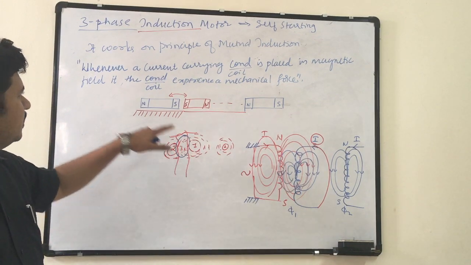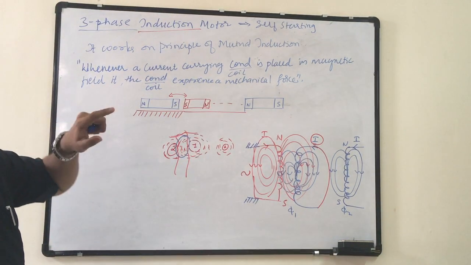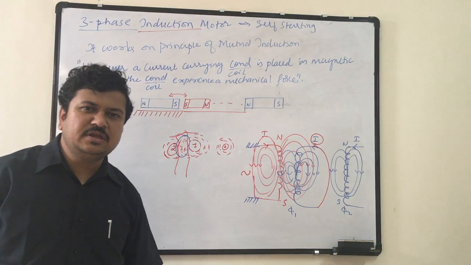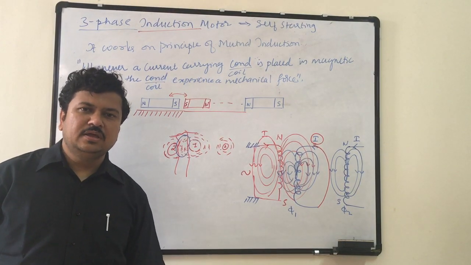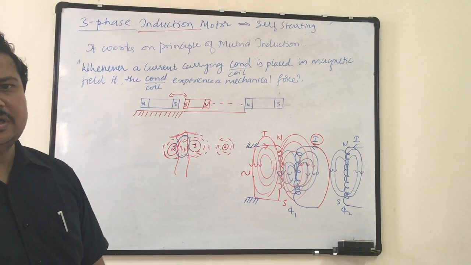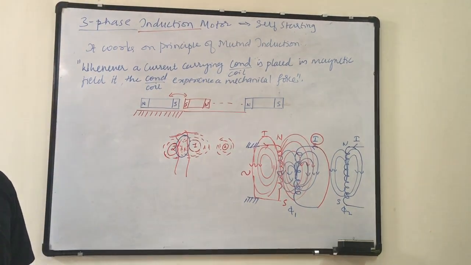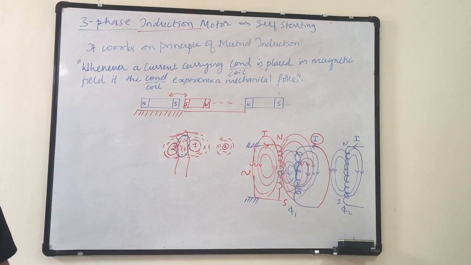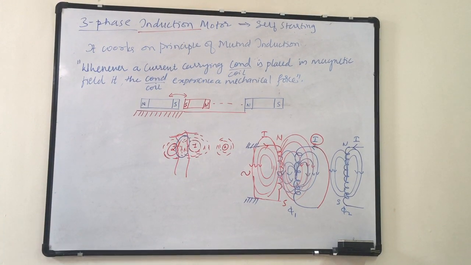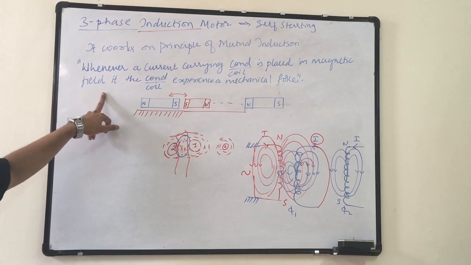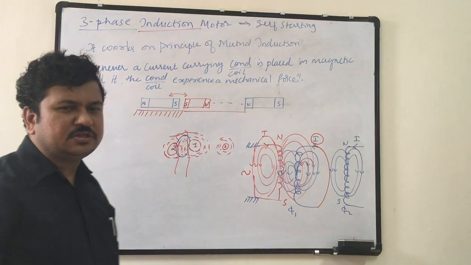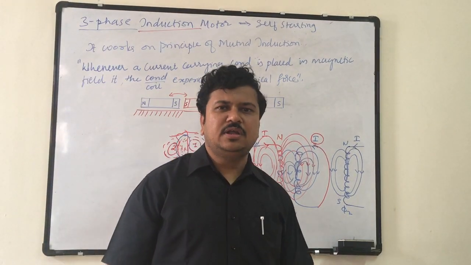The principle of operation of motor is this statement. The principle of operation of generator and transformer is whenever the change in flux is linked by the conductor, or whenever the conductor experiences the change in flux linking to it, an EMF is induced. That is principle of generator. What is principle of motor? Whenever a current carrying conductor is placed in a magnetic field, the conductor will experience a force.